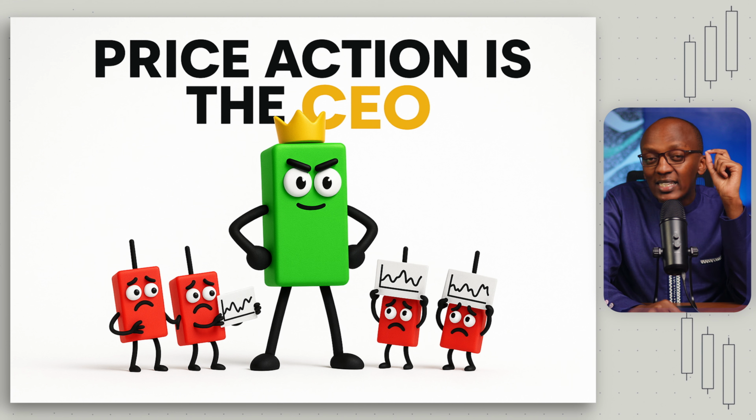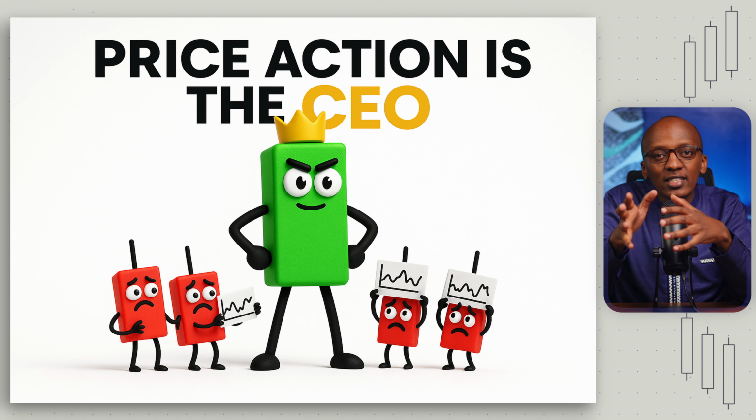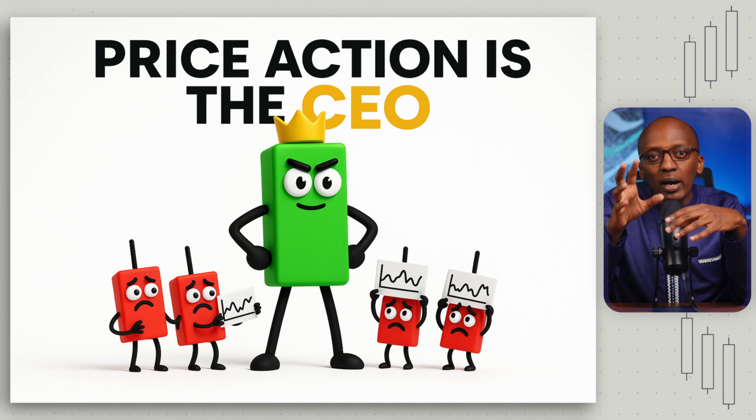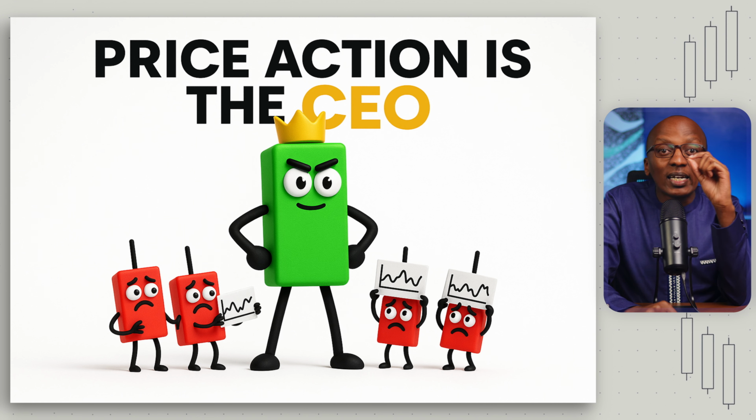And it's simple. Price action is the CEO. And your indicators are just junior analysts. First, price action is the CEO. The price chart itself, the candles, the bars, is the only thing that actually pays you. It makes the final binding decisions. It's the ultimate authority. Your job is to learn to read what the CEO is telling you.